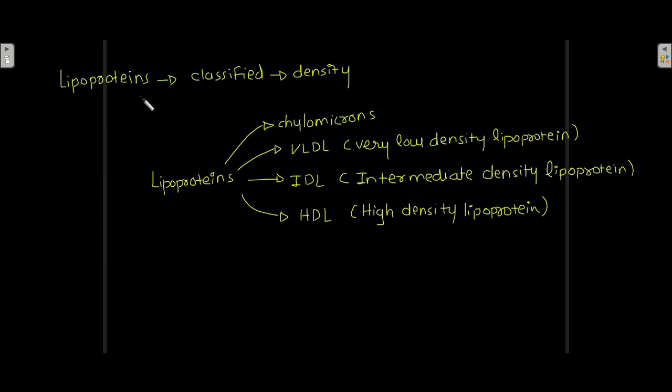Now, these lipoproteins are classified according to their densities. Lipoproteins are classified into chylomicrons, then VLDL, that is very low density lipoprotein, then IDL, that is intermediate density lipoprotein, and then HDL, that is high density lipoprotein.